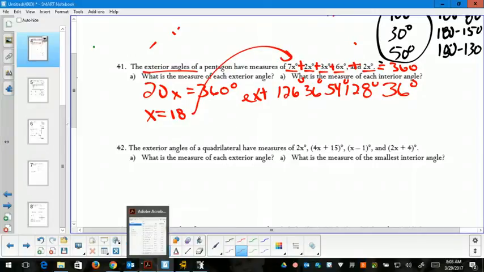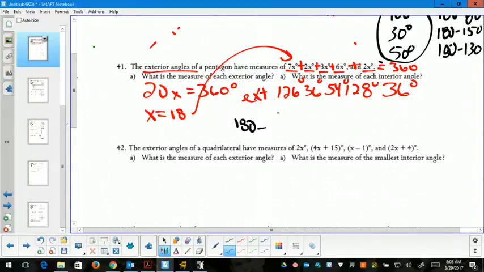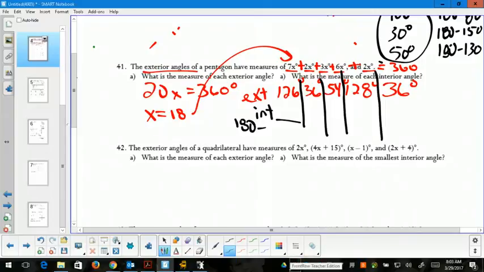How would I find the interior angles? Subtract 180 minus each of these. So for this one, the interior is going to be 54. For this one, it's going to be 144. For this one, it's going to be 126. For this one, it's going to be 72. And for this one, it'll be 144. And those angles should add up to 540, the sum of the inside angles.